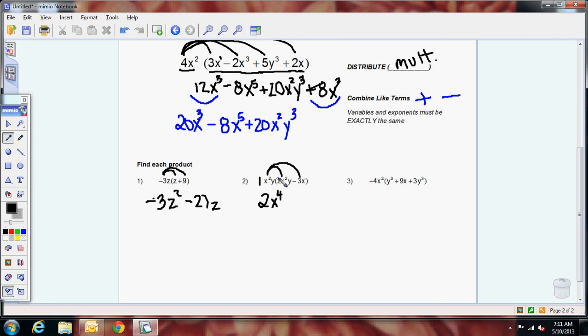And then I have y to the first times y to the first, so that's a y. All right, then I'm going to multiply this times this. So 1 times negative 3 is going to give us a negative 3. And then I have x squared and x to the first, so that would give us x to the third. And then I have y, and there's no y over here, so I'm just going to keep it there. Then I'm going to look and make sure I don't have any like terms. I have x to the fourth y and x to the third y. Well, those aren't exactly the same, so that's my final answer.